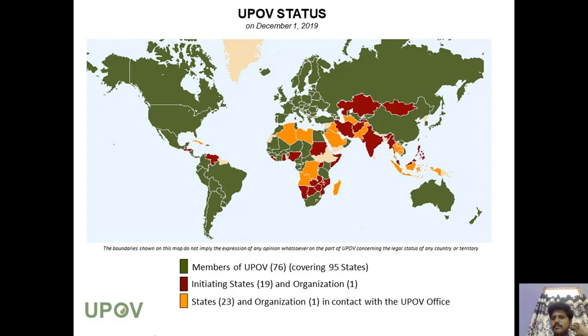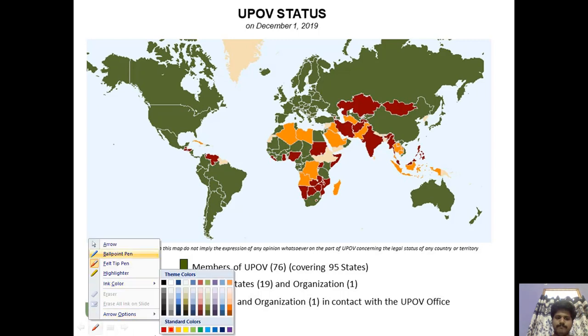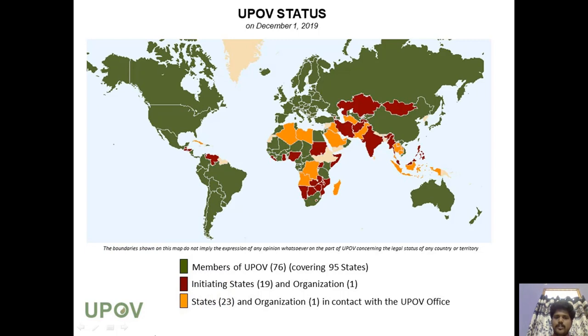So here is a world map which shows how the UPOV-following states or countries are distributed across the world. If you observe this, North America and South America are entirely under the control of UPOV, whereas in Europe the majority is under the control of UPOV, and Africa is partially, and India is totally not under the control of UPOV. Then Australia is under UPOV again. So the majority of the world is under UPOV.